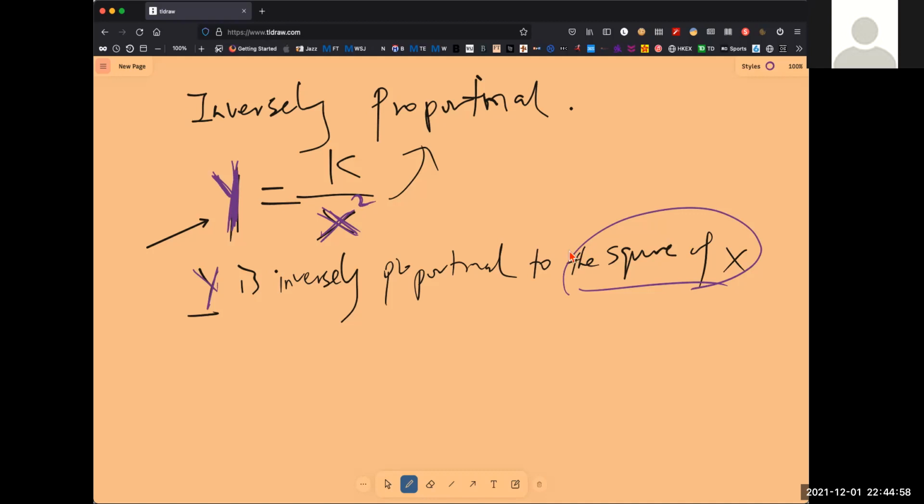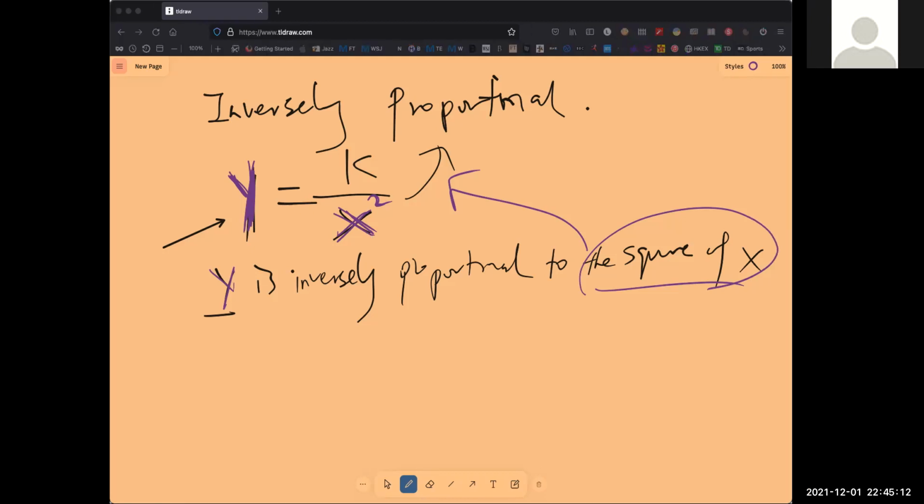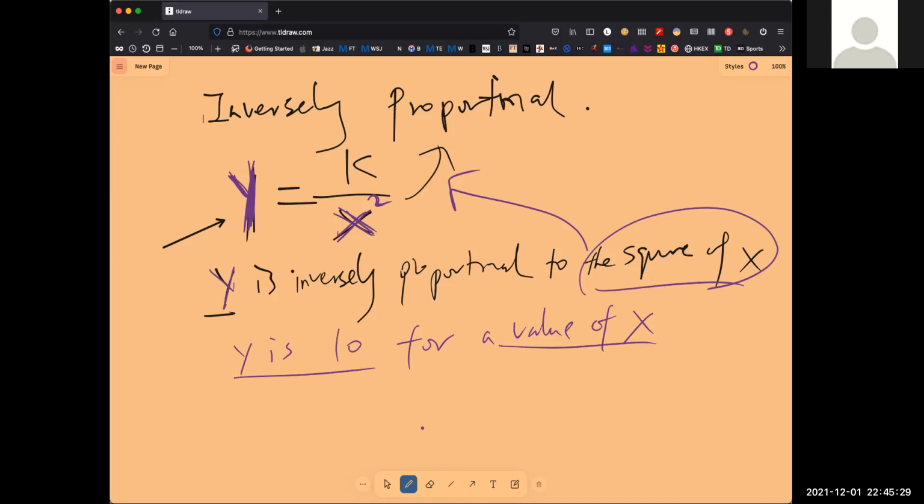Okay, so you have already got the question into this format: y equals k over x squared. This is the first step. Now it says given that y equals 10 for a particular x. So what is 10? They say y is 10 for a value of x. They never give you the value of x. They just say y is 10, so you just put 10 into y.